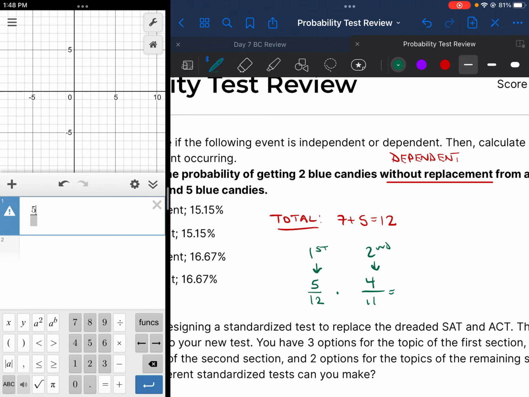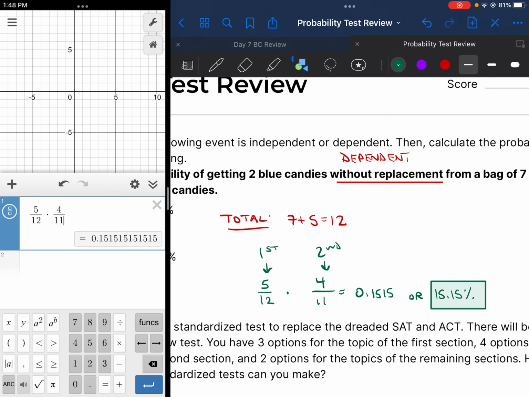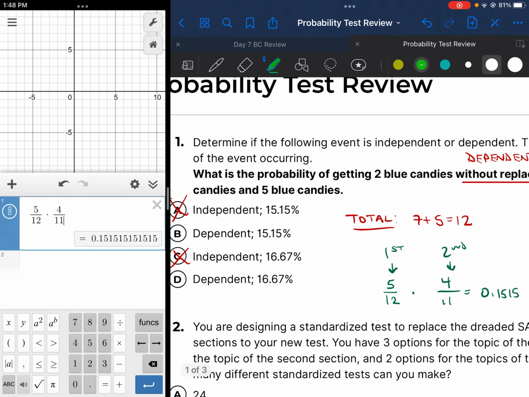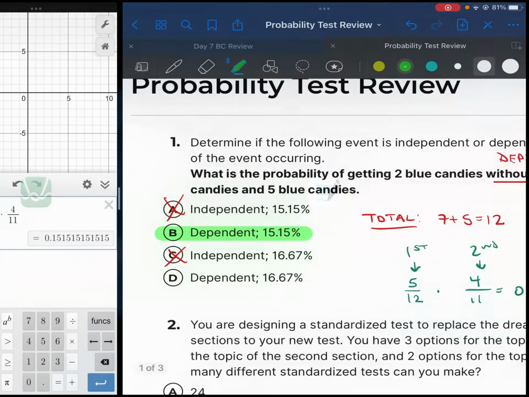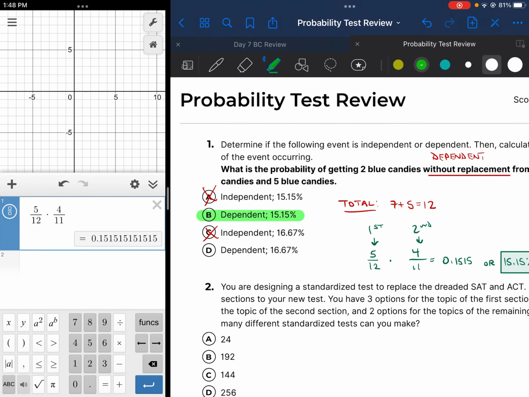All right, 5 out of 12 times 4 over 11. 0.1515 or 15.15%. There's our answer. That would be answer choice B. We'll just leave the calculator there.